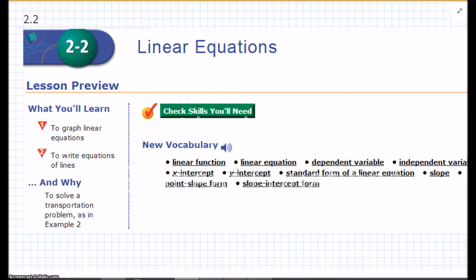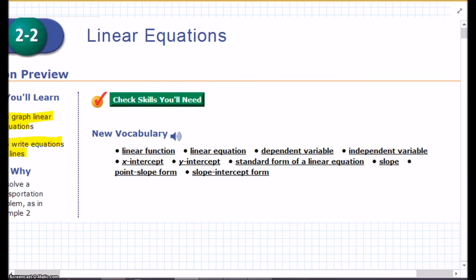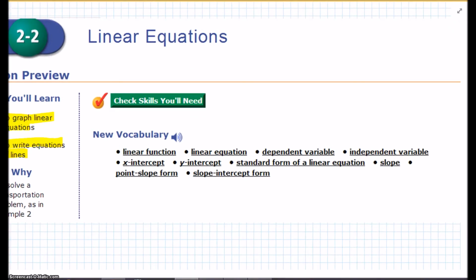Lesson 2.2, Linear Equations. In this lesson, we're going to learn how to graph linear equations and to write equations of lines. As you can see, there are a lot of vocabulary words that we're going to discuss, like what is a linear function, what is a linear equation, dependent variable, independent variable, so on and so forth. So let's get started.